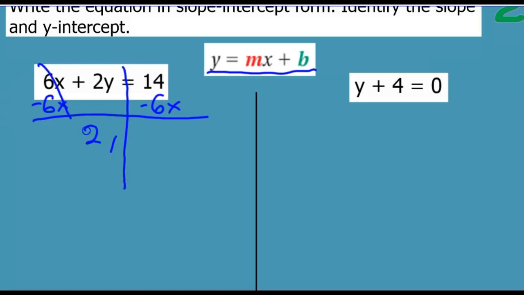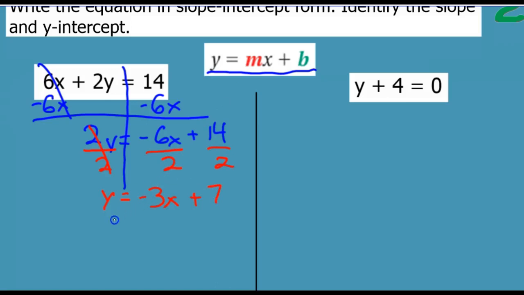So we get 2y equals, now we can't combine negative 6x and 14 because 14 doesn't have an x. So we get negative 6x, and because 14 is positive, it's plus 14. Now to get y by itself, we have 2 touching the y, so I'm going to divide by 2. Now when I divide by 2, I divide everything by 2. I get y equals negative 6 divided by 2 is negative 3x plus 14 divided by 2, which is 7.